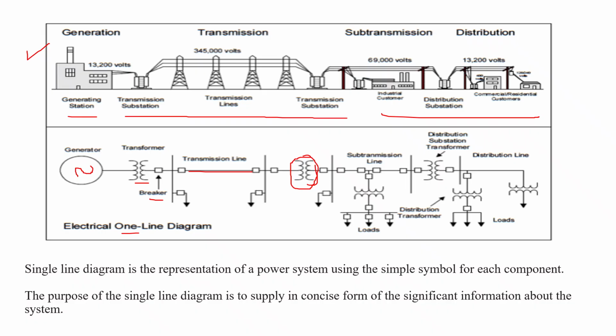A single line diagram is used to represent the power system using simple symbols for each component. Drawing the pictorial representation is tough, but drawing a single line diagram for any power system is easy, and anybody who has an idea of these symbols can easily interpret what this single line diagram represents. The purpose of a single line diagram is to supply in concise form the significant information about the system, so from here we get a brief idea about the system.